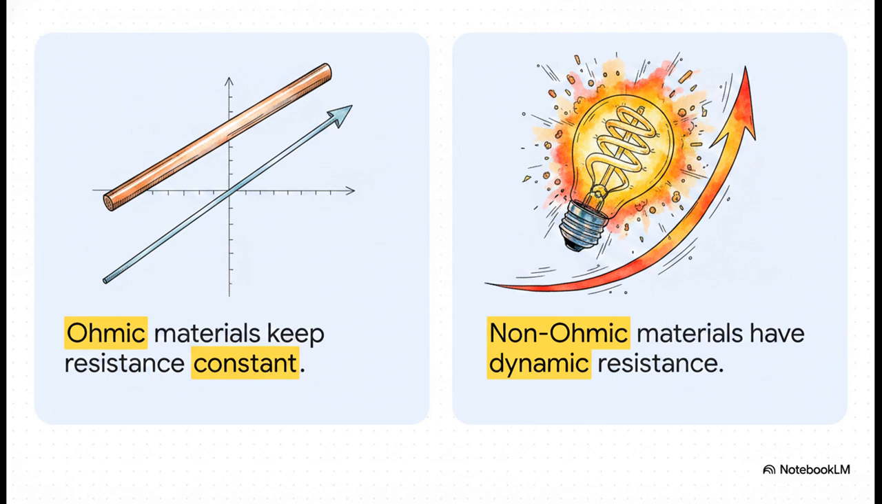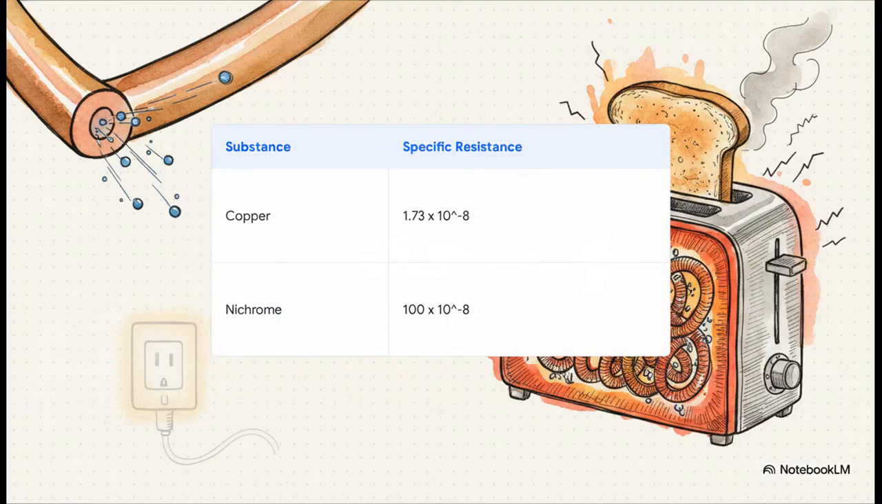But then we have non-ohmic resistors, like LED lights or glowing bulb filaments. They do not obey the law. As a traditional filament heats up, its positive ions start vibrating intensely, which causes way more collisions, actively changing the resistance on the fly. The graph actually curves. The resistance is dynamic. And we can actually quantify these inherent material differences.